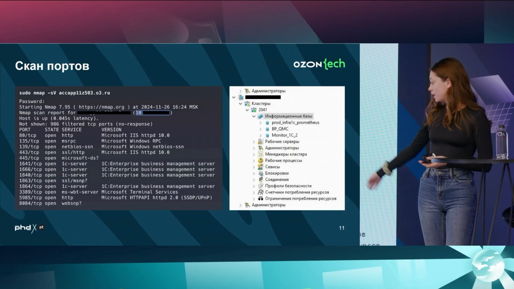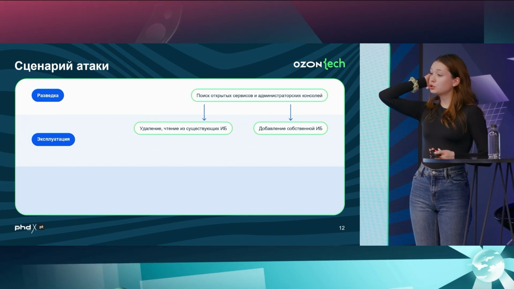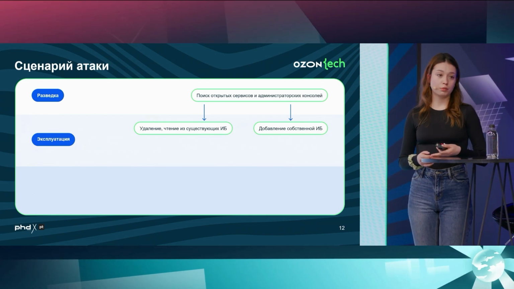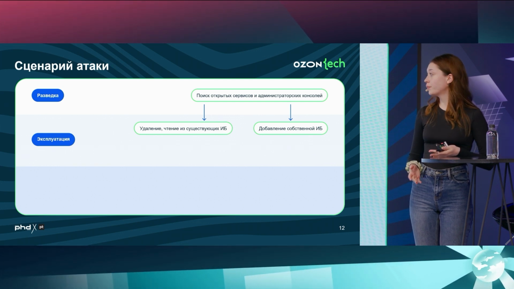And this slide shows the console without a password, and the data you can get from there: the titles of the information bases, who the administrator is, who the manager is, etc. The next stage is exploitation. So we have an open console. What can I do there?